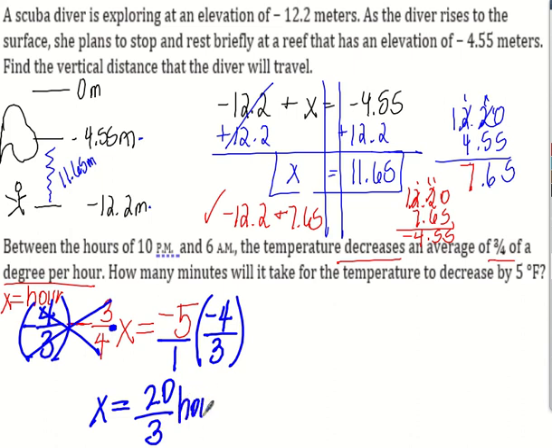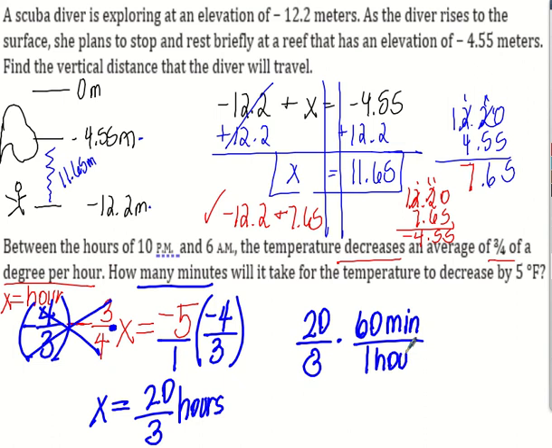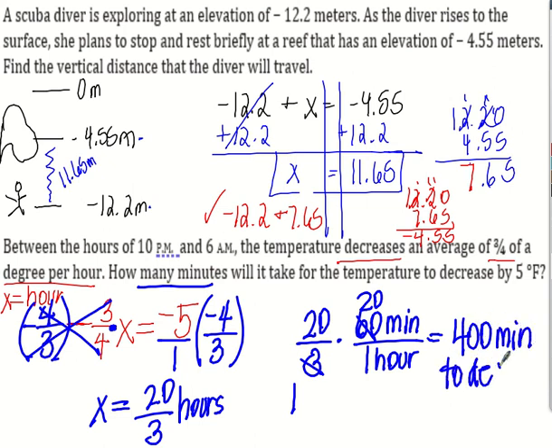So that's hours. But we want to go to minutes because it's saying how many minutes. So pay attention to your question because I almost missed it in the beginning too. So hours to minutes. Wouldn't it be 20/3 times 60 minutes over 1 hour? Okay, so you can convert it that way. So 20 times, and you can cross reduce here to 20. So what is that? 400. 400 minutes. So 20 times 20, 400 minutes is how long to decrease.